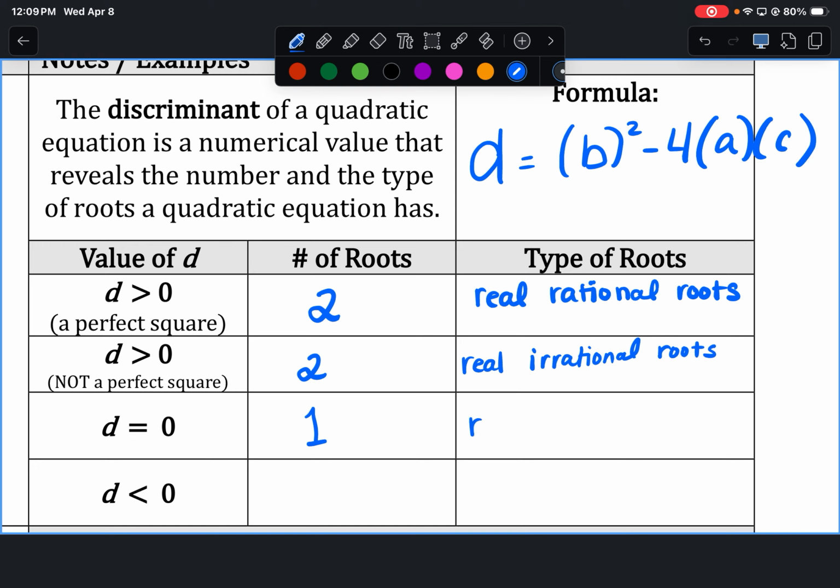Really? Oh my God. All right, now we're going to look at number 4.